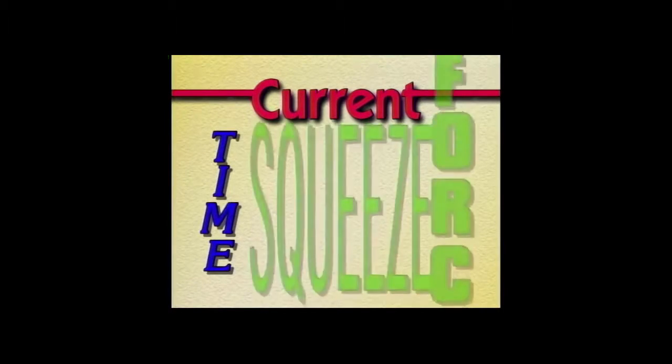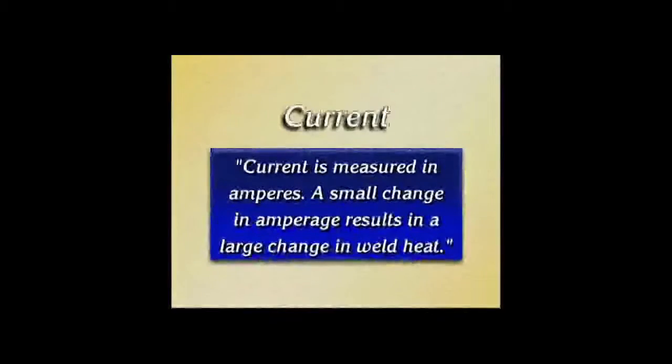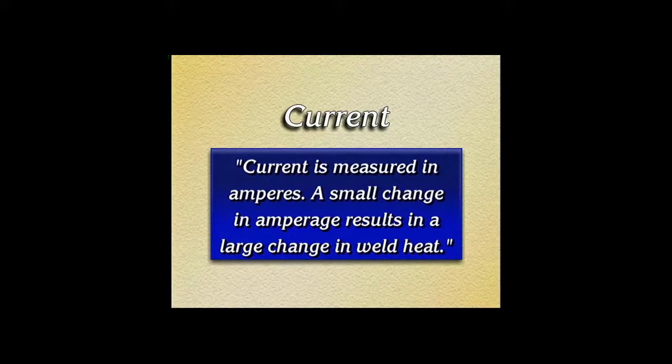In order to regulate weld heat, there are three variables that can be manipulated: current, time, and squeeze force. Current is measured in amperes. Changing this value will have a profound effect on the amount of heat in a weld.